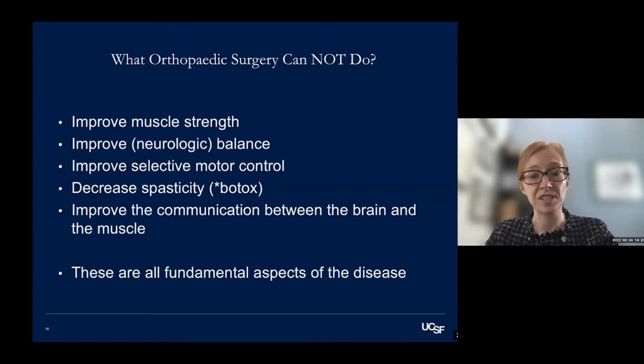We cannot improve the selective motor control. We can't decrease spasticity, though luckily we can inject Botox to help with that. And we can't improve communication between the brain and the muscle. So these are all fundamental aspects of disease that we cannot control.